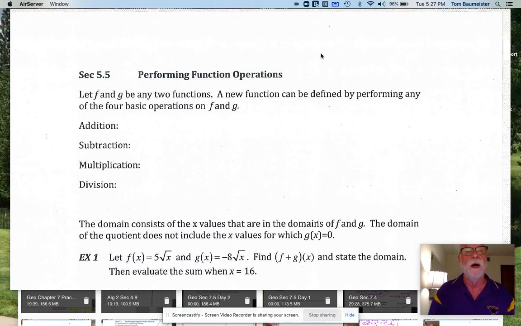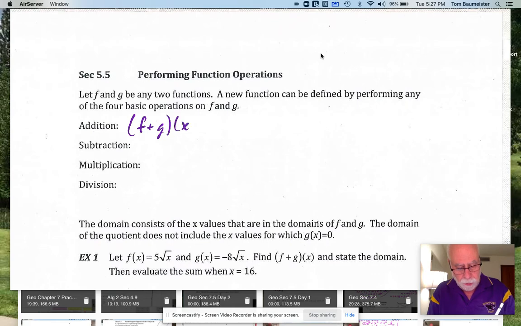Section 5.5 is performing function operations. Let f and g be any two functions. A new function can be defined by performing any of the four basic operations on f and g. So if we do addition, we can say that f plus g of x is the same as just taking f of x plus g of x.